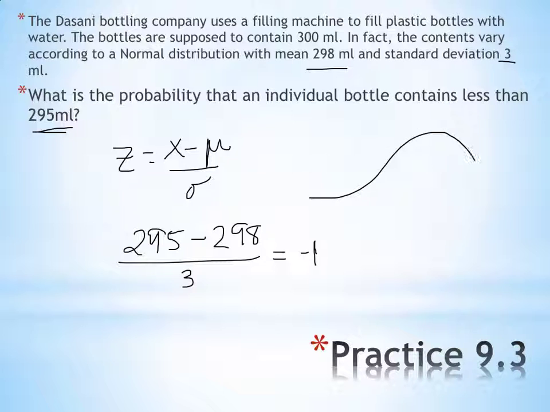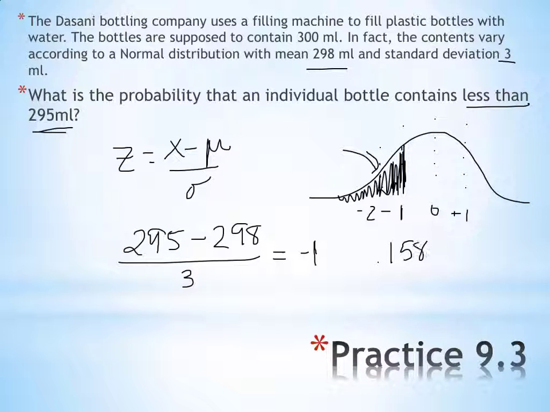If I look up -1 in my z-table, remember I always want you guys to write out your picture, your normal curve. So -1's right here. I'm going to shade to the left because it says less than. So I shade left. And then when I look this up in the sheet, I get 0.1587, I think.